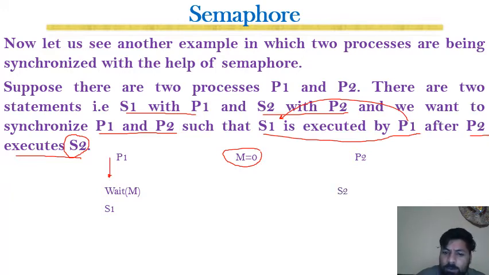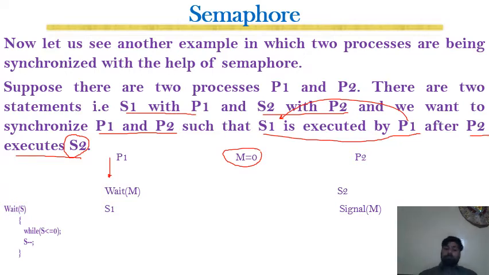Similarly, in P2, we will tell P2 to execute S2, but then it will have to call signal on m. And the definition of the wait function is, as you can see here: while S is less than or equal to 0, busy wait, otherwise S should be decremented.